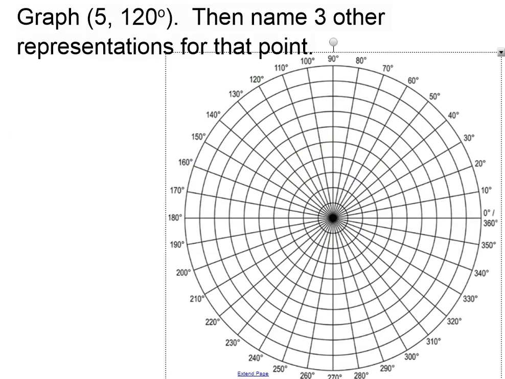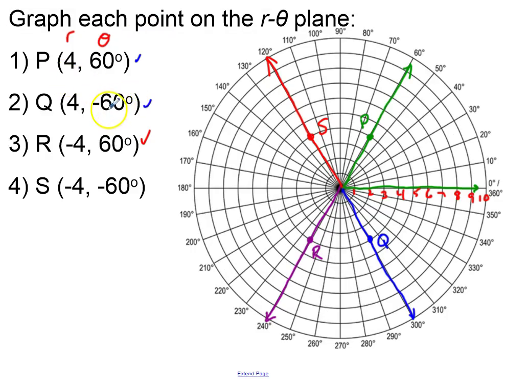Okay, so you try. Let's have you plot the point 5, 120 degrees, and then see if you can name 3 other representations for that point, keeping in mind that angles can be negative and radii can be negative. Then play the recording when you're ready to check your work.